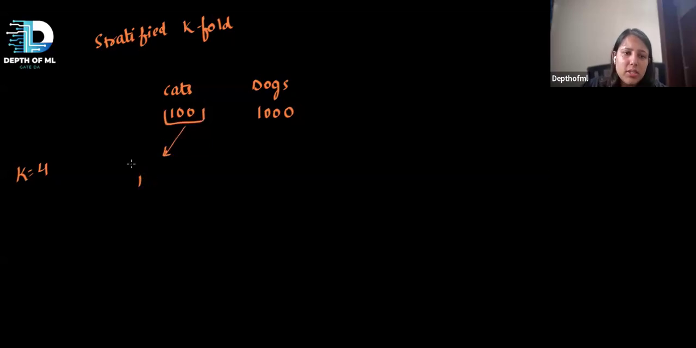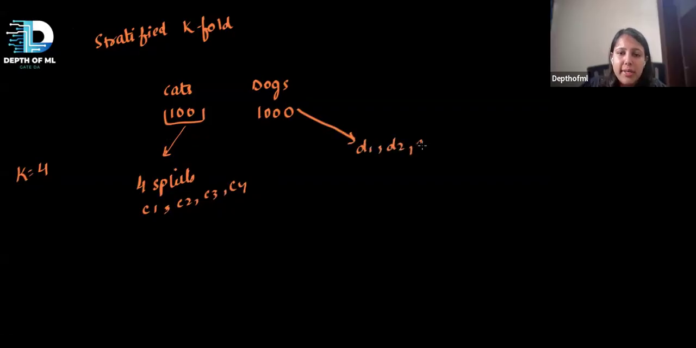If, say, cats are 100 and dogs are 1000, and suppose I want to do K equals 4. Okay. So how you will split your data is, you will create 4 splits of your cats class. Let me call it C1, C2, C3, and C4. Here also you will create 4 splits, which will be D1, D2, D3, D4. Okay. What will be the number of data points in each of these?